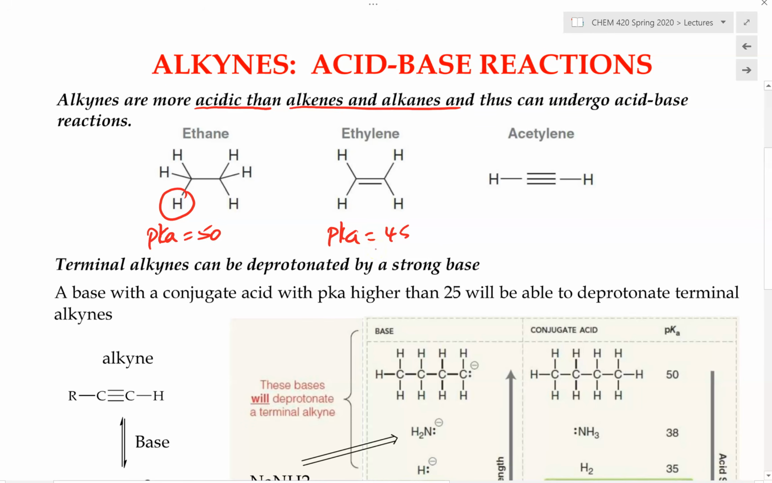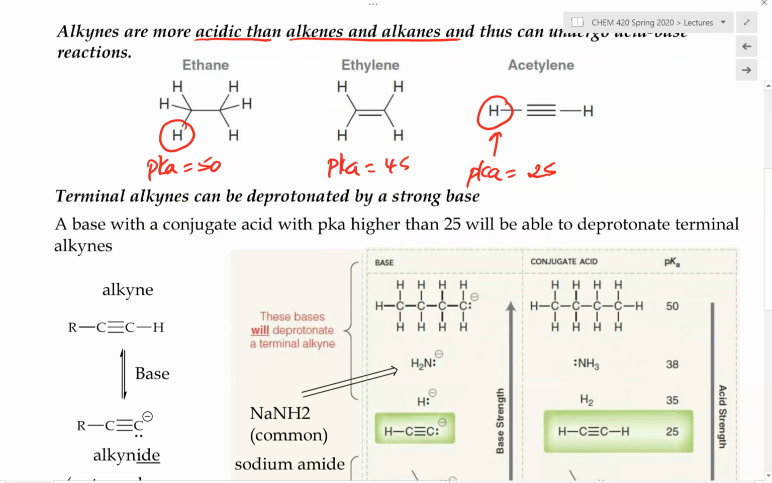As for the alkyne, this is referring to a terminal alkyne, because they have to have a hydrogen on them in order to be acidic, right? If they are internal alkynes, then we would not see this acidic proton. But for the terminal alkyne, in which the triple bond has a hydrogen on it, the pKa of that hydrogen is about 25. So it is a whole lot more acidic compared to the alkene and the alkane, and therefore it can undergo acid and base reactions.